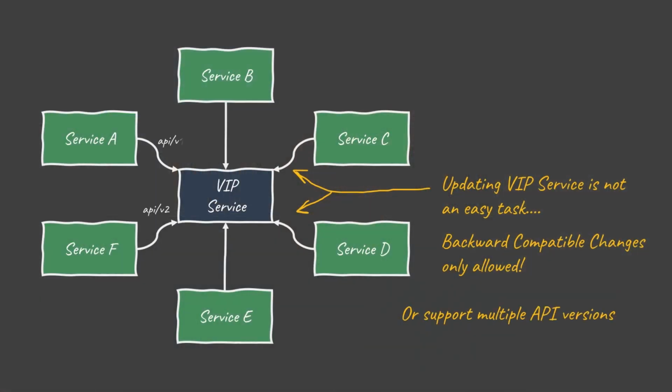Another option is to support multiple API versions. That's possible, but expensive. Don't forget our initial target. We want to maximize profits. Thus, any solution that increases costs is not a good one.